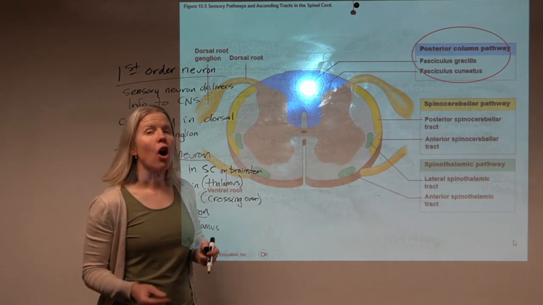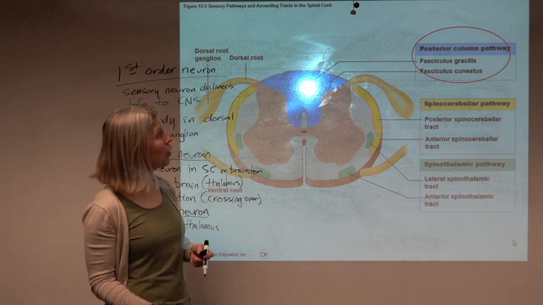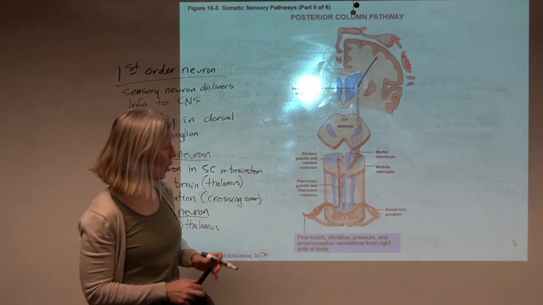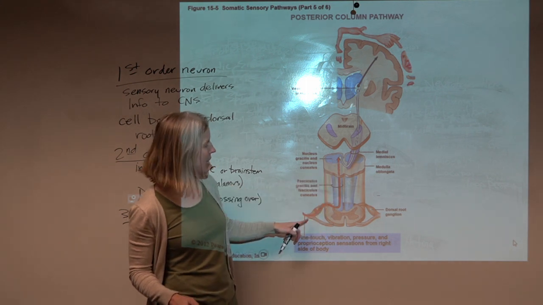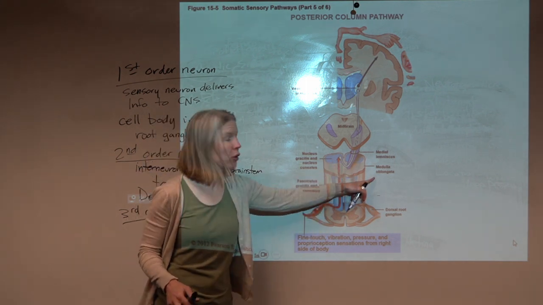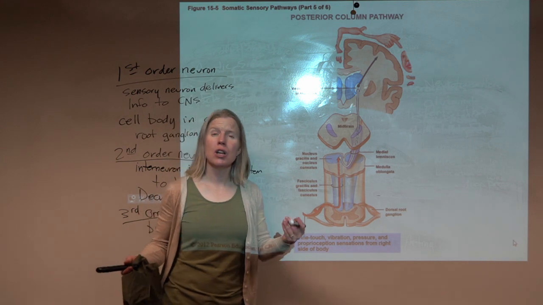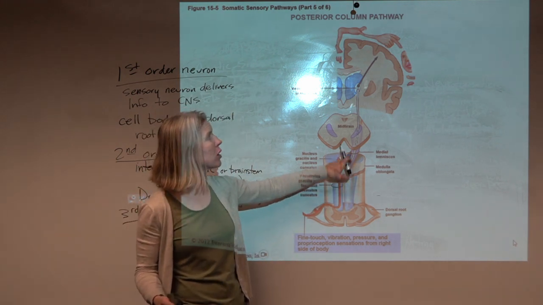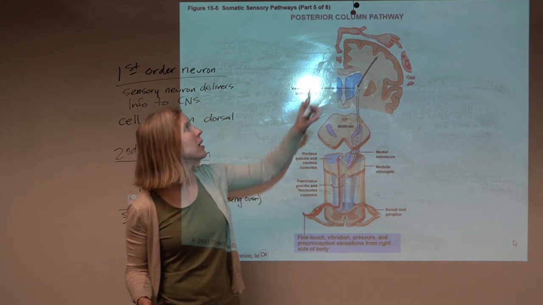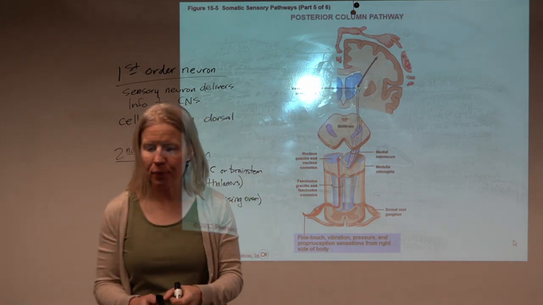Okay. Our posterior column pathway, right? Again, we see this first order neuron coming in. In this case, notice here we are in the medulla, so we know we're in the brainstem, right? But our second order neuron, there's our crossing over. We go to the thalamus and then on.